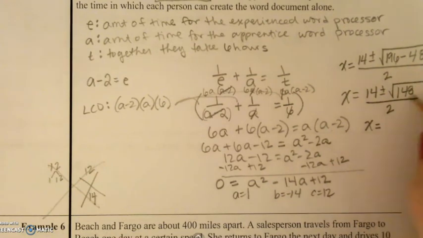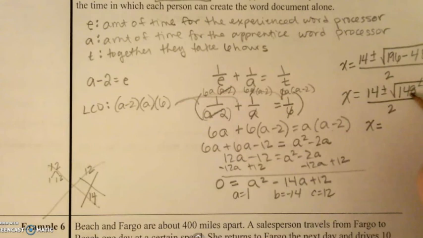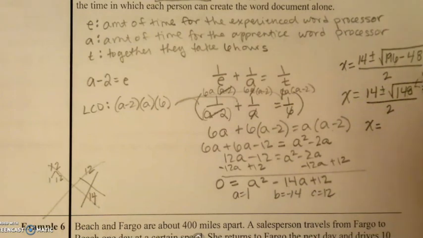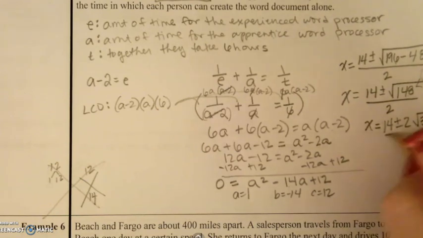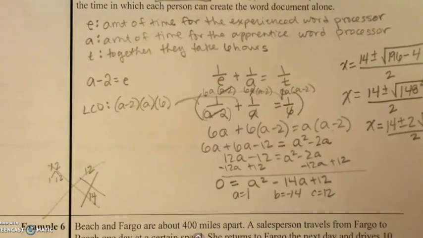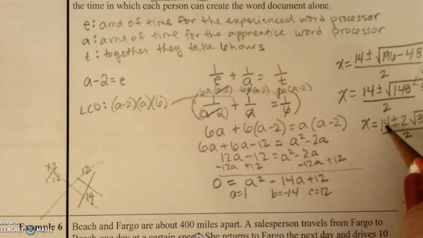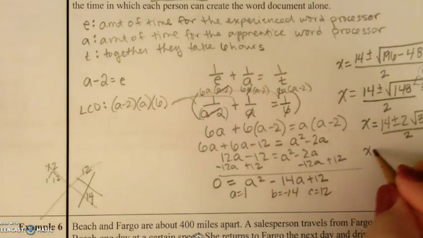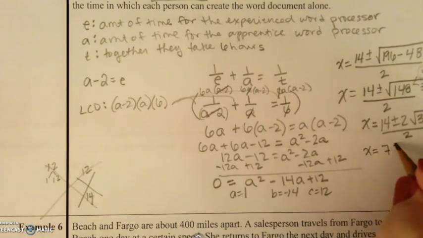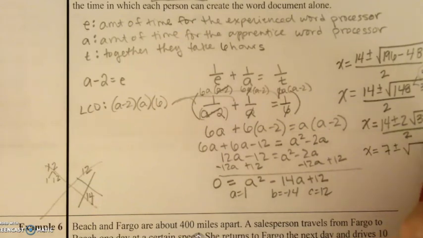X equals 148 factors into 4 times 37. Okay, so the 4 can simplify. 14 plus or minus 2 times the square root of 37 over 2. Okay, now I didn't really need to factor that out, but I'm hoping that the 2 will reduce. And here I can see that the 2 goes into 14 7 times, and the 2 will reduce with the 2. So that's nice. X equals 14 over 2 is 7, plus or minus 2 over 2 is 1 times the square root of 37.